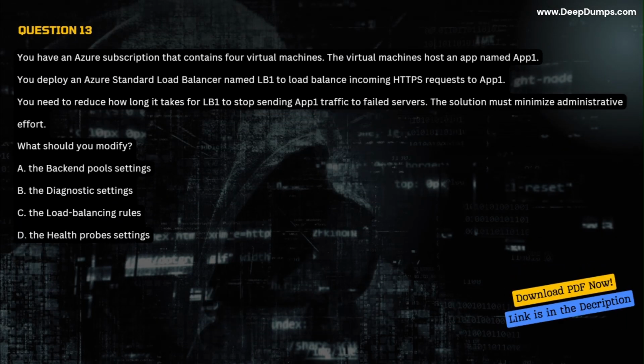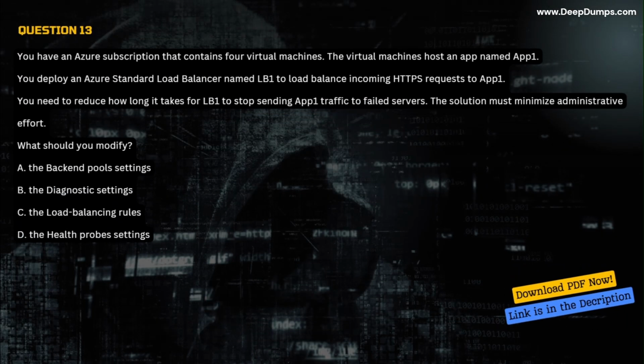Question 13. You have an Azure subscription that contains 4 virtual machines. The virtual machines host an app named App1. You deploy an Azure Standard Load Balancer named LB1 to load balance incoming HTTPS requests to App1. You need to reduce how long it takes for LB1 to stop sending App1 traffic to failed servers. The solution must minimize administrative effort.